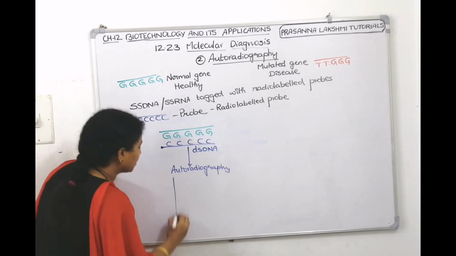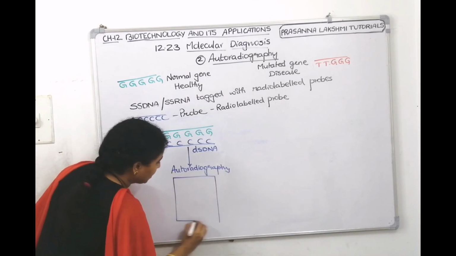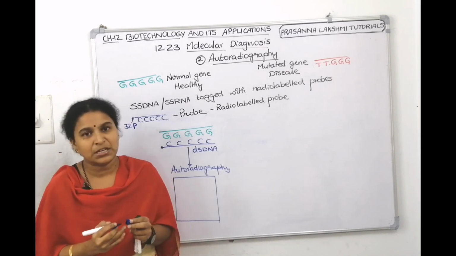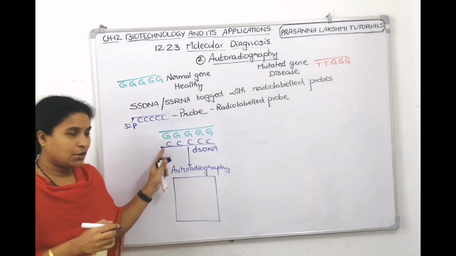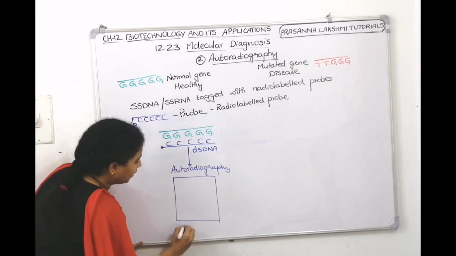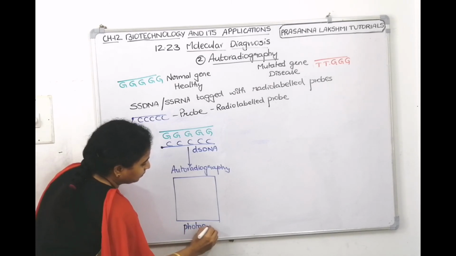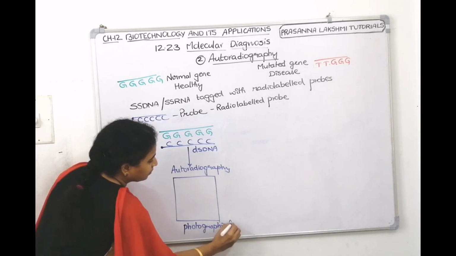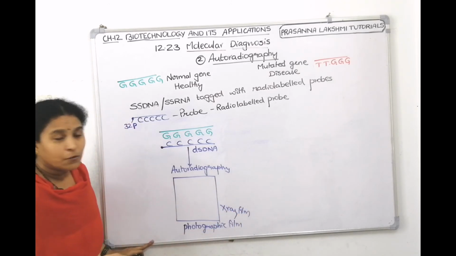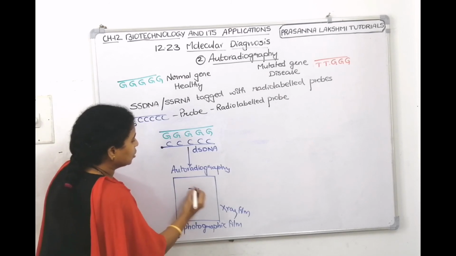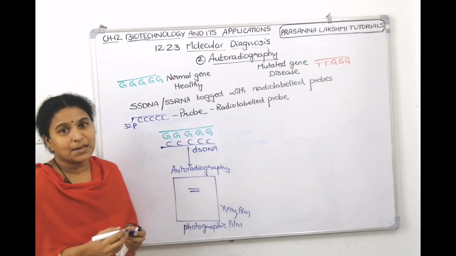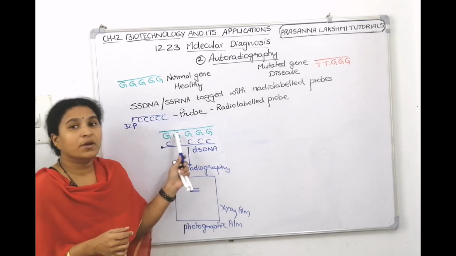So now we will take an X-ray photographic film. I think all of you might have seen X-rays, right? The way the X-rays pass and give the images, we have seen that. In the same manner, if there is a radiolabeled particle here, this radiolabeled particle will give an image on a photographic film. We call it an X-ray film or photographic film. On the photographic film, it gives the radiations like this. The radiations will be trapped on the photographic film or X-ray film if the probe is going and binding.